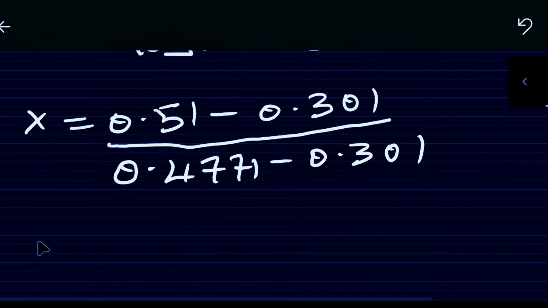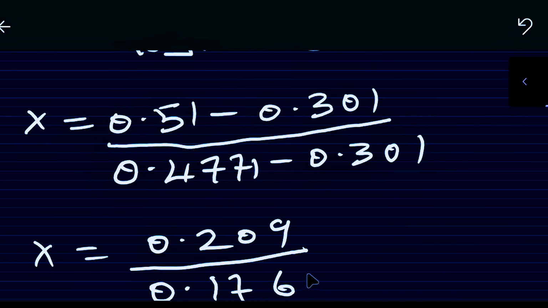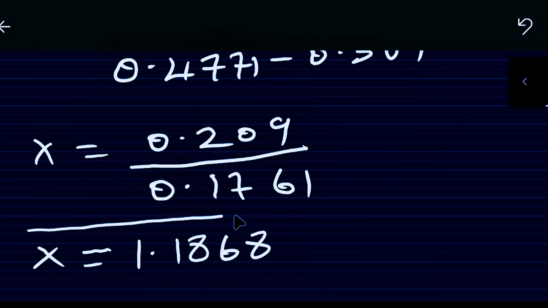So from here we have x equal to 0.51 minus 0.301, which gives us 0.209, divided by 0.4771 minus 0.301, which gives us 0.1761. So we are going to have the final value of x to be approximately 1.1868. This is the value of x that we are expected to find in this given question.